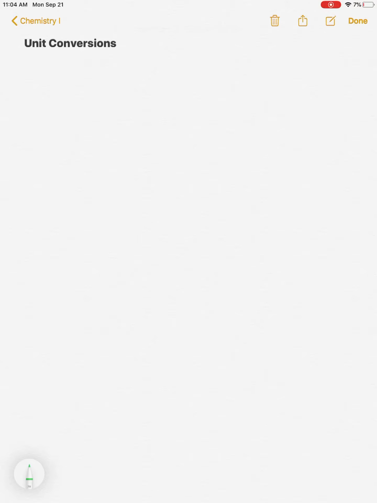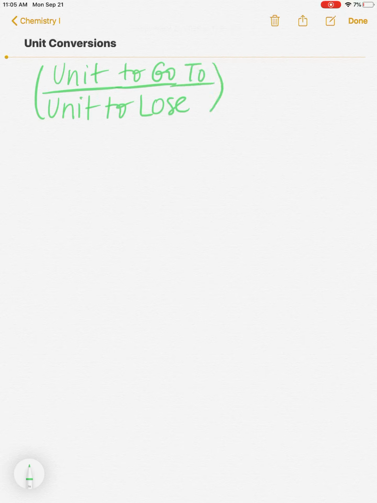Hello, today in chemistry we reviewed unit conversions. So some basic reviews are as follows. When you use unit conversions, you generally put the unit that you want to lose in the bottom of the factor so that it will cancel, and the unit that you want to go to in the top. Mathematically, you will multiply by the top number and divide by the bottom number.